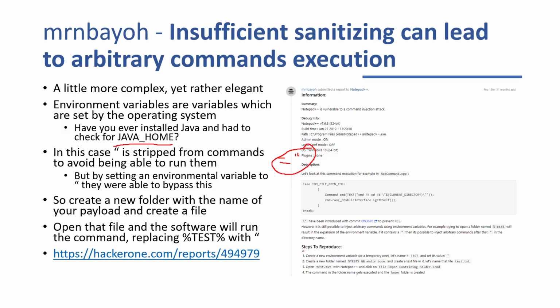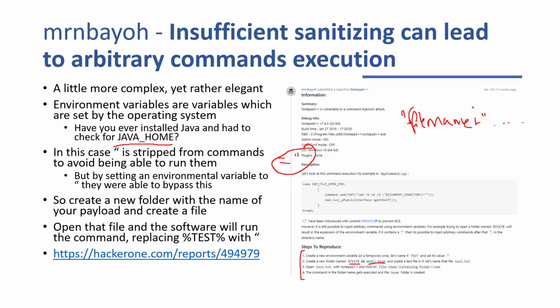So these are the steps to reproduce here. It's quite small, but you can read that while I explain it. What you do is you create a new folder with the name of your payload and create a file. And the payload here is test and mkdir boom. So why does this work? Well, if you imagine that our entire code is something like this, plus file name, plus that and then whatever.